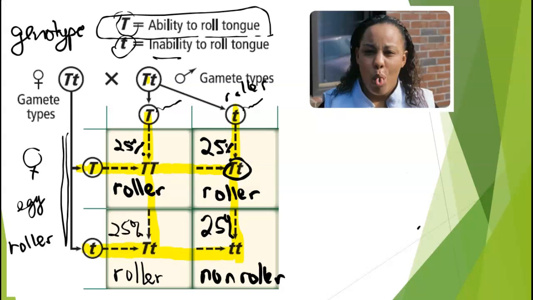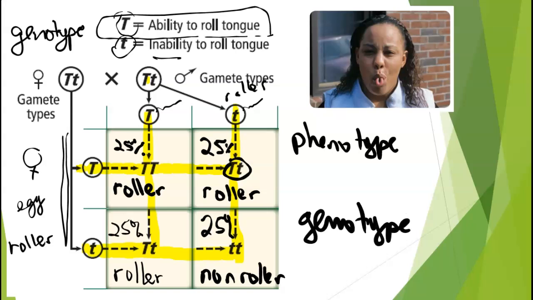All right, so there are two ways of looking at this. We want to know the phenotype probability and the genotype probability. So let's make it plural. For phenotypes, we can see that there are 1, 2, 3 rollers to 1 non-roller. So that's the typical phenotype ratio you get in a monohybrid cross: 3 to 1. It's 3 rollers to 1 non-roller.